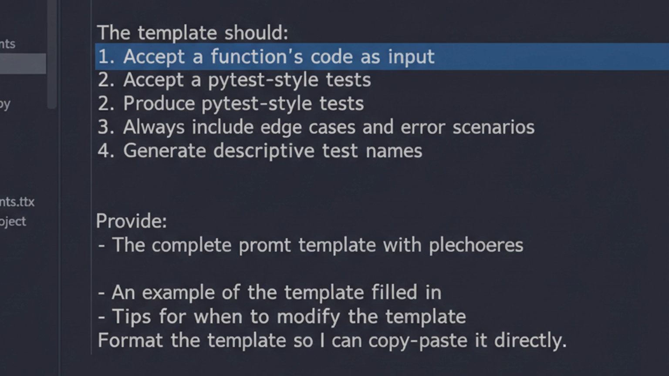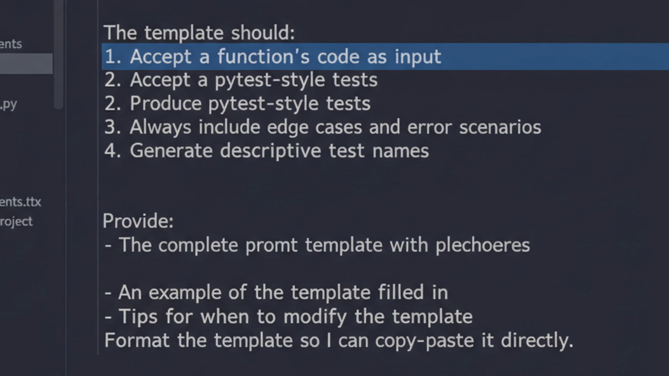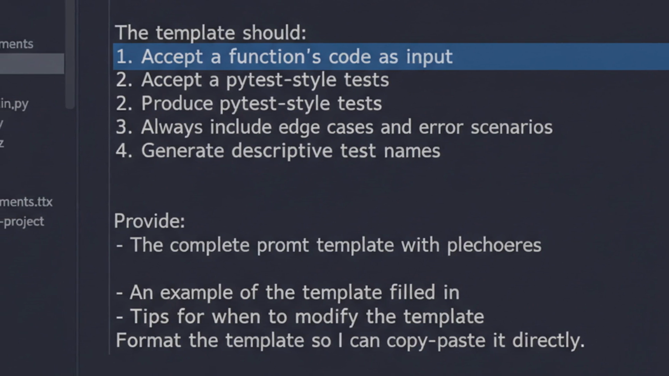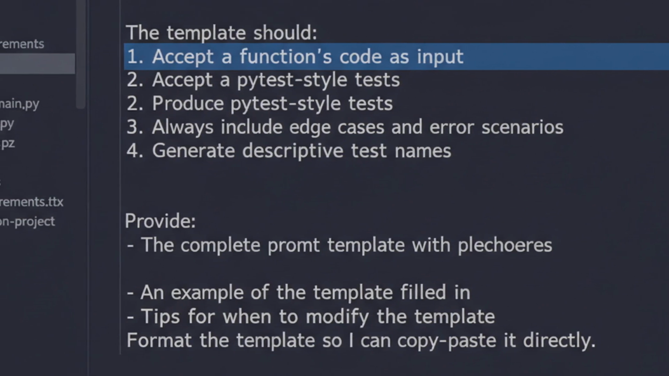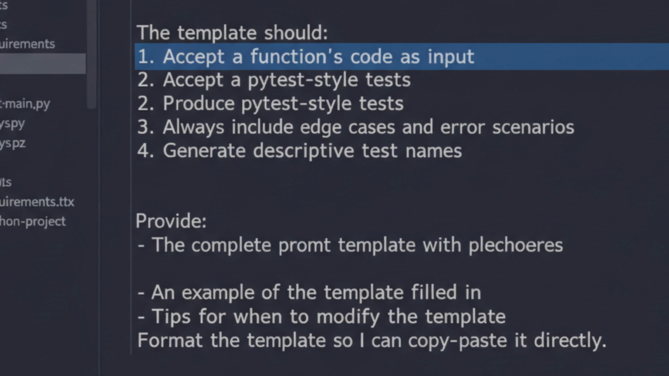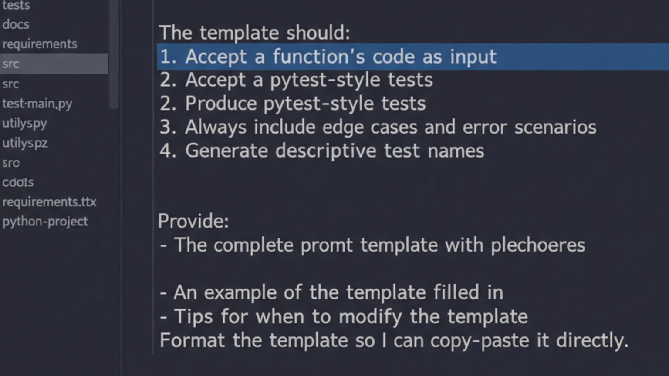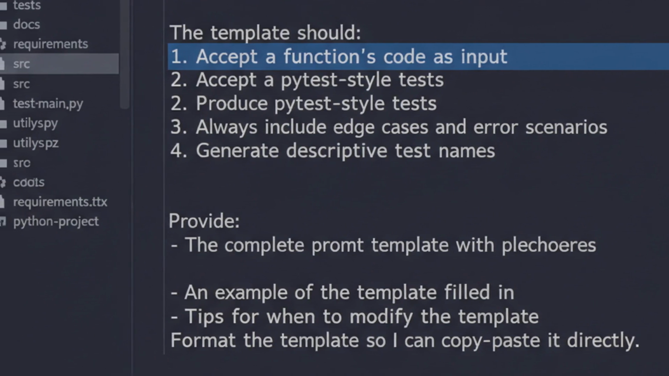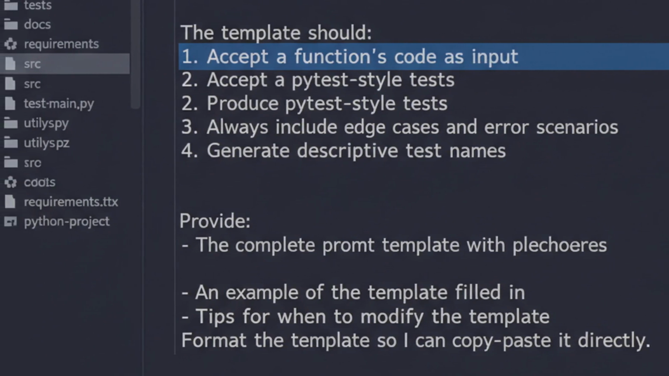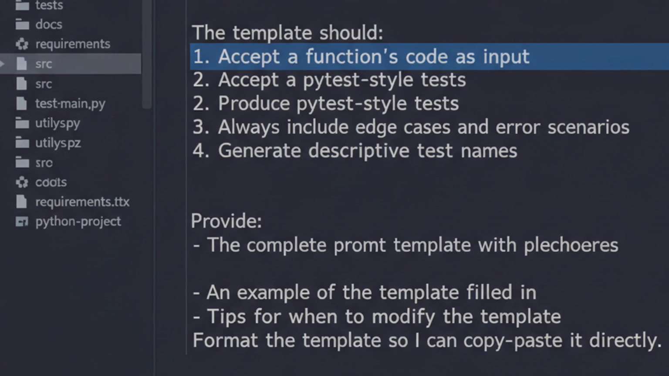Pattern 10. Meta prompting. This is prompting about prompts. You ask the AI to help you write a better prompt for a task. I want to generate unit tests for Python functions. Help me write a prompt that will consistently produce high-quality tests with edge cases. The model knows what information it needs to do a good job. Let it tell you. Meta prompting is like asking a chef what ingredients they'd need before you go shopping. Let the expert define the requirements.